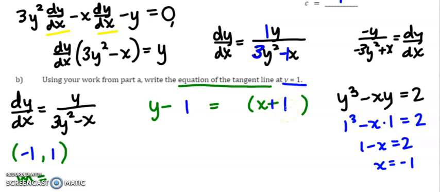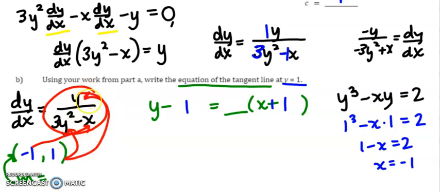Okay. Last thing I need then is the slope. Specifically, I need the slope at this point. Well, here's my general slope. So how do I find the slope at this point? I'm going to sub in a -1 for x and a 1 for y, and I end up with 1 over 3 times 1 squared minus a -1 for a slope of 1/4. So again, it's not enough to just find the overall slope, the derivative. We need to know the slope specifically when y is equal to 1 and x is equal to -1.